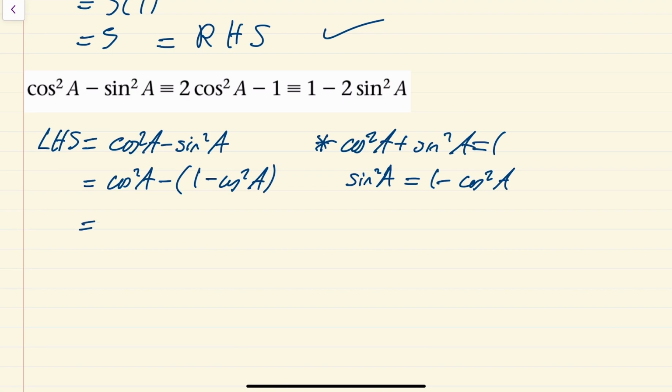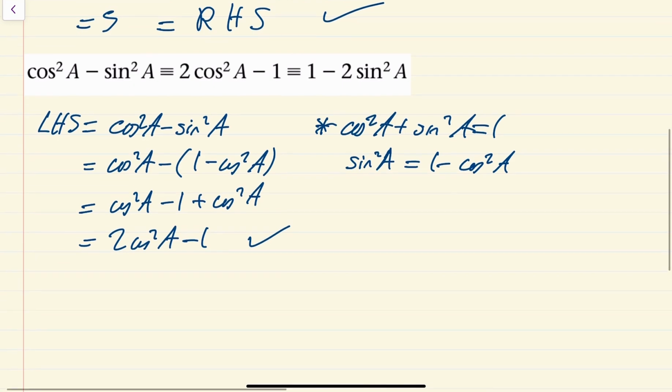And then that will become, if we multiply that out, cos squared a minus 1, and then minus times a minus is plus cos squared a. And there we have it. We've got 2 cos squared a minus 1, which is what we had wanted. Happy days. That is it.